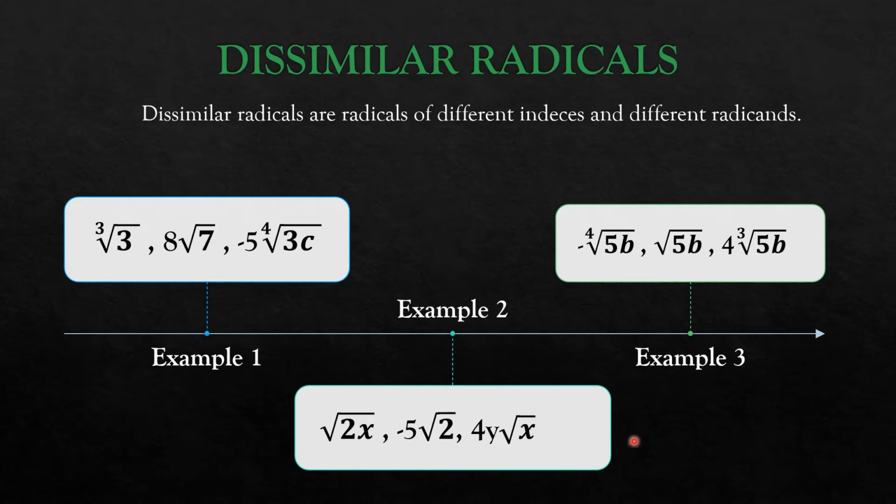In example 3, dito naman, magkakaiba ang index kahit na pareho ang radicand. So, dito, ang index nito ay 4, ang index nito ay 2, ang index nito ay 3. So, fourth root ito, square root, ito cube root. Kahit na pare-pareho ang radicand, pero magkaiba pa rin ang indices, ibig sabihin, dissimilar radicals pa rin yan. So, negative fourth root of 5b is different from square root of 5b, and they are both different also from 4 cube root of 5b. So, example pa rin po to ng dissimilar radicals.